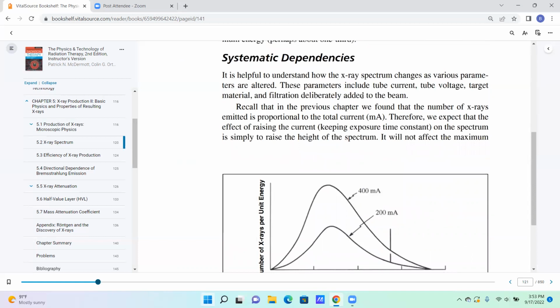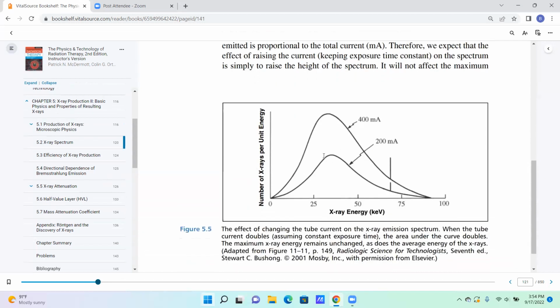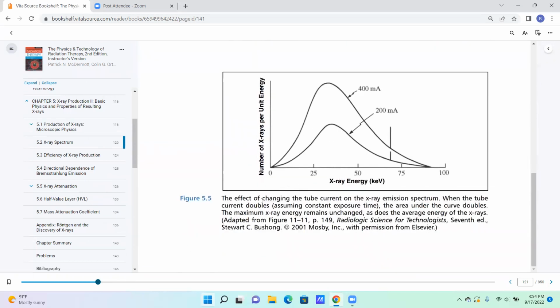So, as you change parameters, what happens to the X-ray spectrum that's being produced? You've got parameters such as tube current, voltage, target material, and filtration directly, deliberately added into the beam. So let's take a look at this. This is the effect of changing the tube current on the X-ray emission spectrum. This reflects 200 mA, this reflects 400 mA. They both start and stop at pretty much the same spots.